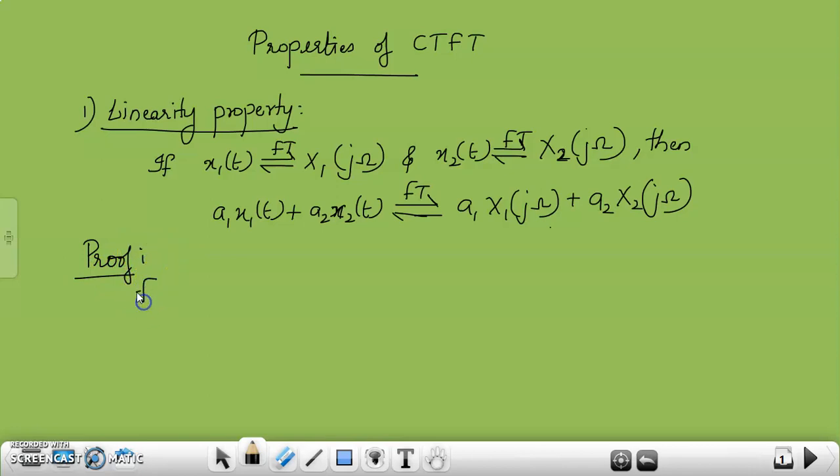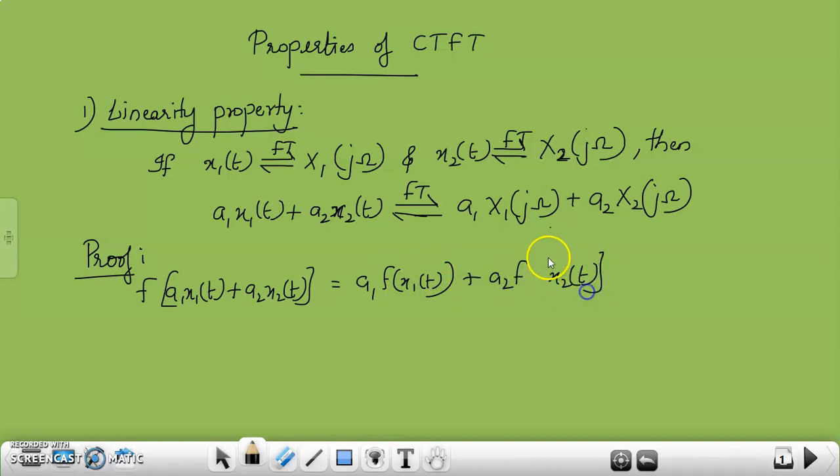Okay, so how we can prove this statement is that we take the LHS. I'm going to take the Fourier transform of a1 x1(t) plus a2 x2(t). Now, I know that a1 is a constant, and the Fourier transform of a constant times a signal is that constant times the transform. Therefore I can write this as a1 times F of x1(t) plus a2 times F of x2(t). So F of a1 x1 plus a2 x2 is equal to a1 times F of x1 plus a2 times F of x2.